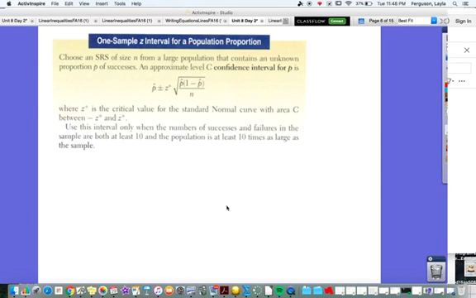All right, so next we're going to look at the one sample z-interval for a population proportion. We're going to choose a simple random sample of size n from a large population that contains an unknown proportion p of successes. An approximate level C confidence interval for p is this right here: p hat plus or minus z star times the square root of p hat times 1 minus p hat over n. You'll recognize this as being standard deviation.